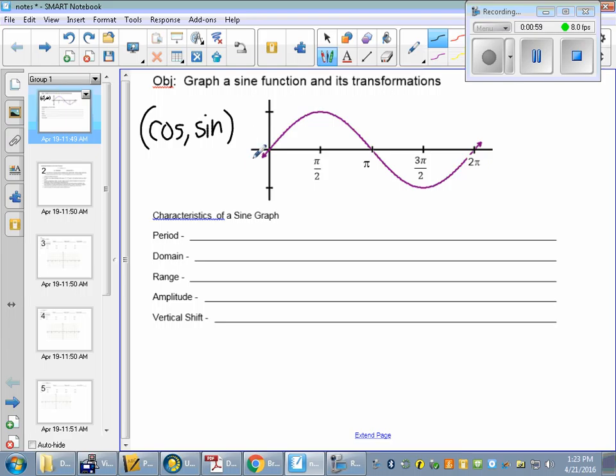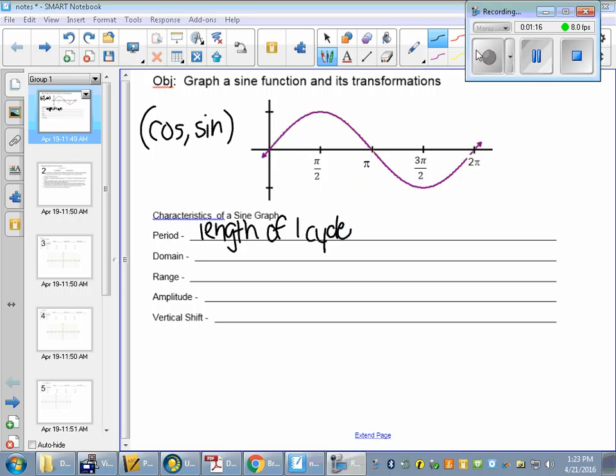So let's look at and talk about some characteristics of a sine graph in general. First of all, we've got period. Period is the length of one cycle of our graph. Both sine and cosine graphs are what's called periodic functions.